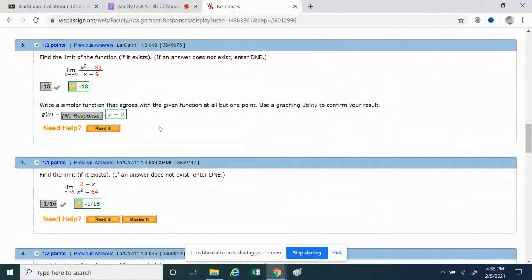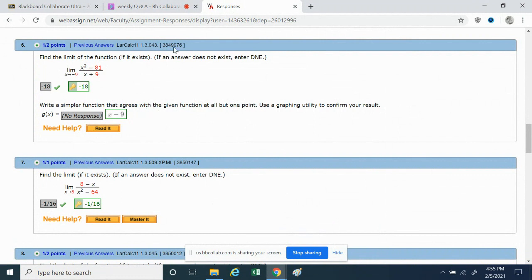We're going to go over to my math lab. Here it is. Here's the question I was looking at. And we did that first part. We got -18, no problem. Write a simpler function that agrees with the given. That's the given function, x squared minus 81 over x plus 9. Write a simpler function that agrees with that at all but one point. Okay, x minus 9. X minus 9 agrees with this at all points but one point. The point where they don't agree is at -9. That's where they don't agree with each other. You put any other numbers in and they will be in total agreement in their calculations.